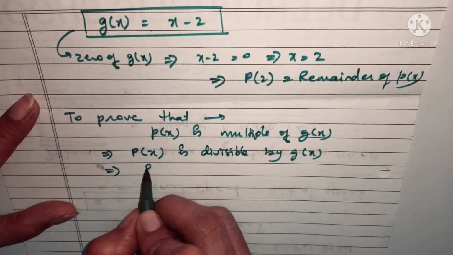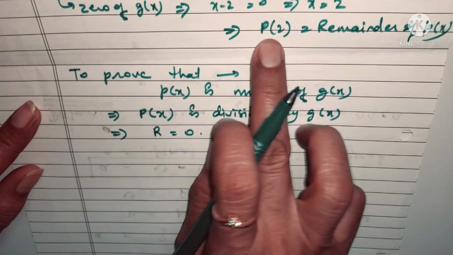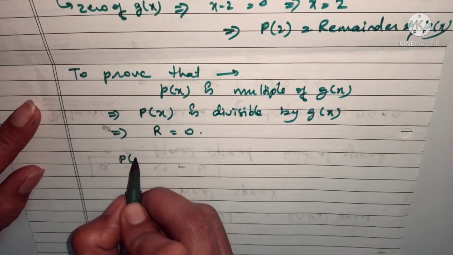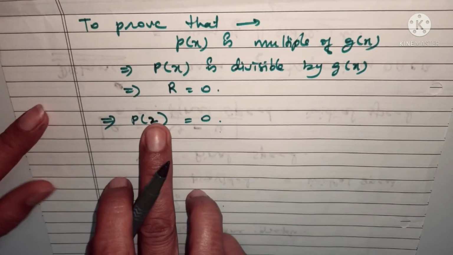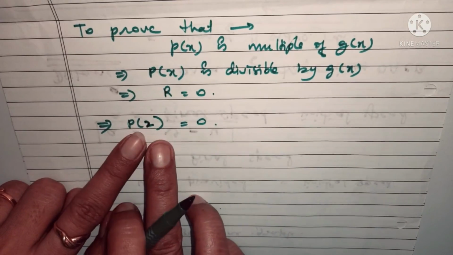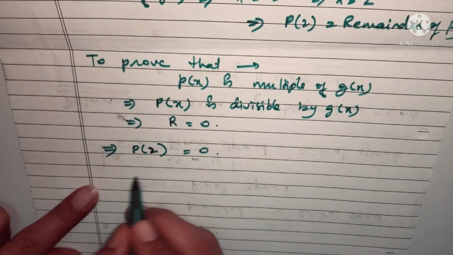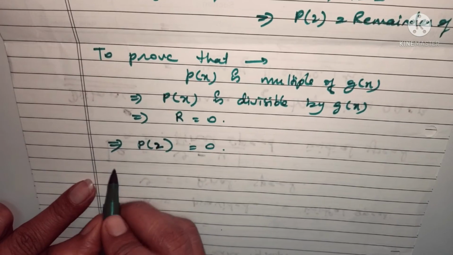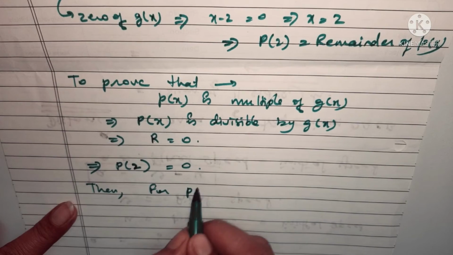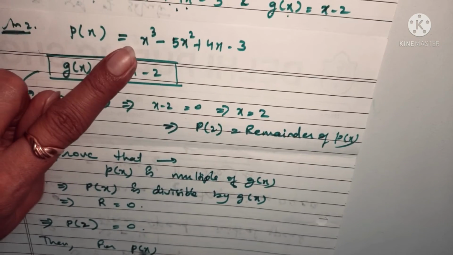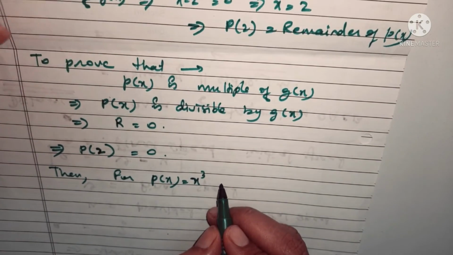Then this implies that the remainder will be equal to what? It will be 0. So let us try to find this remainder to be 0. So p(2) is equal to 0. So let us put the value of x in this expression. So let me write the expression p(2) equal to 0. Then for p(x), ये जो हमारा expression है, इस expression के लिए let us write the expression once again, x cube.